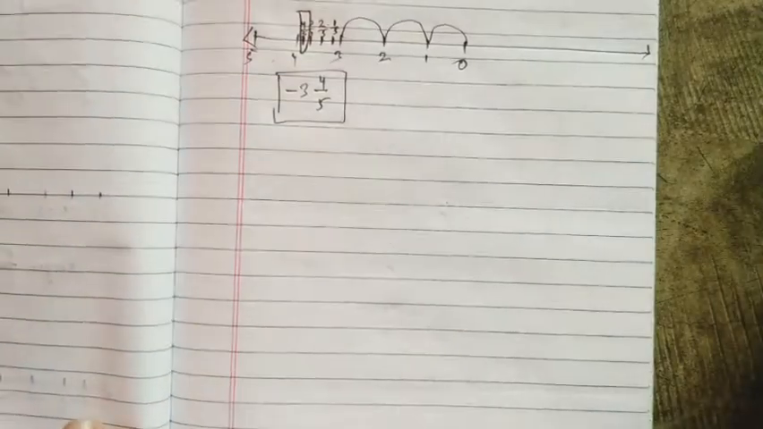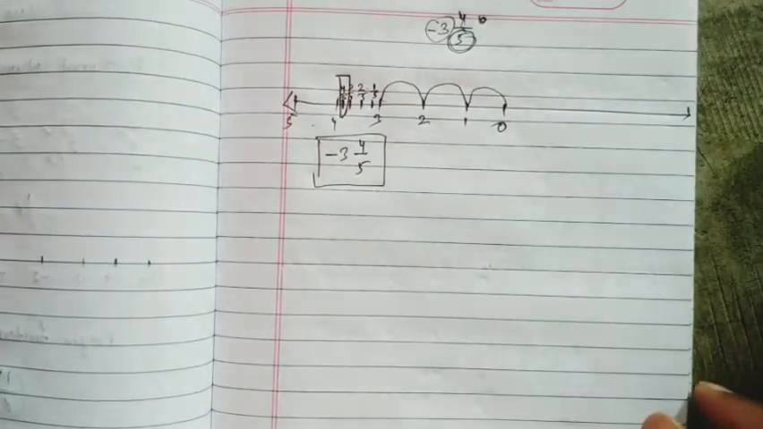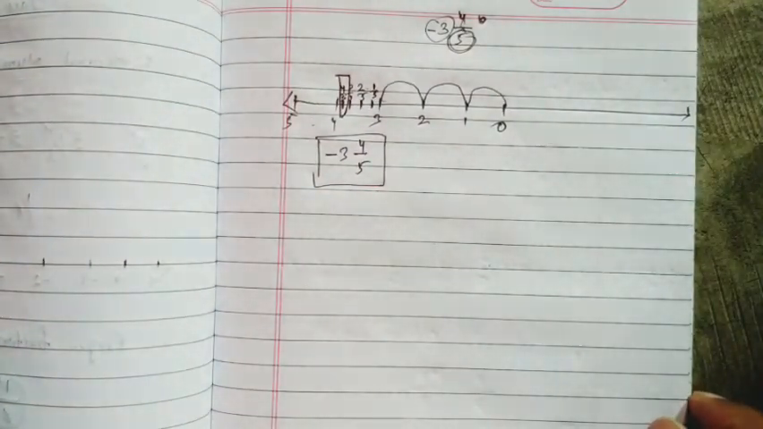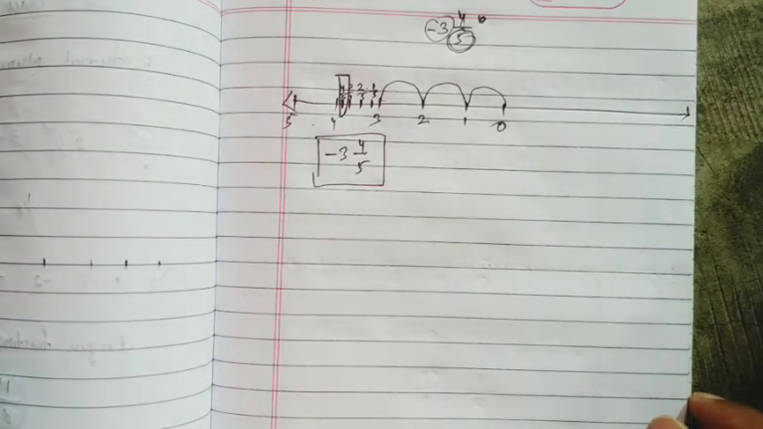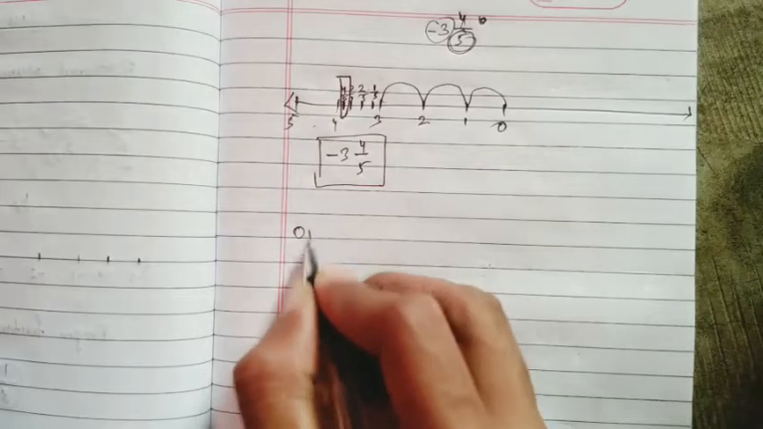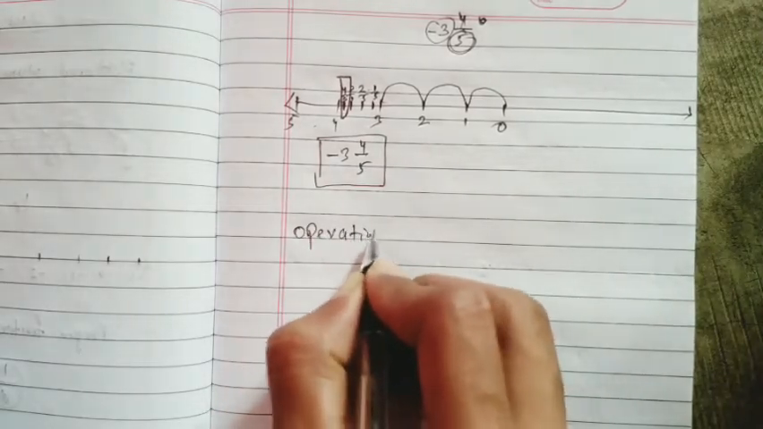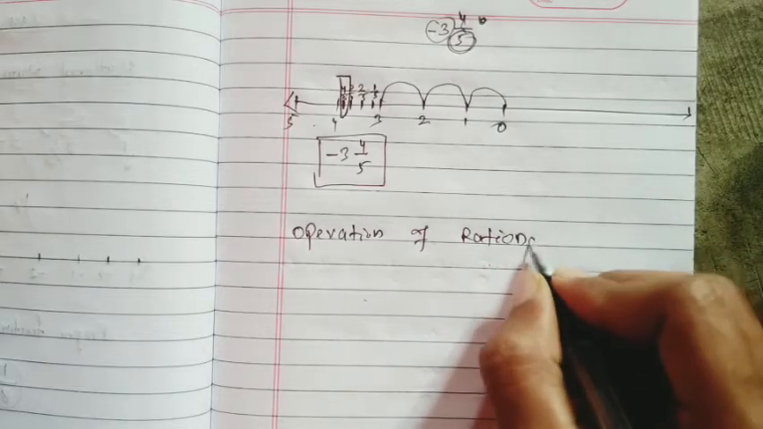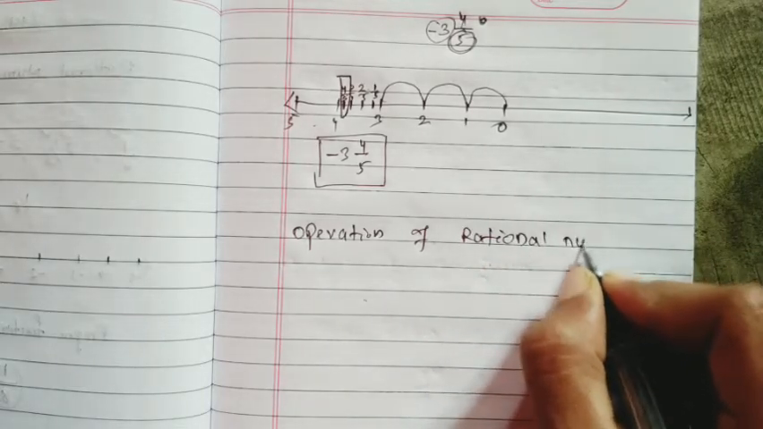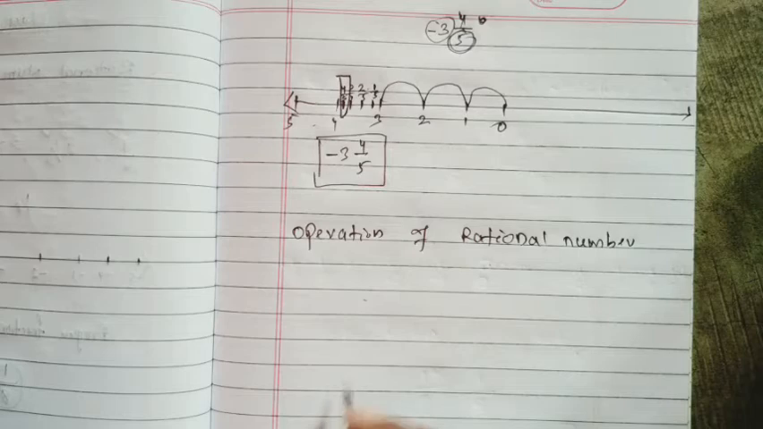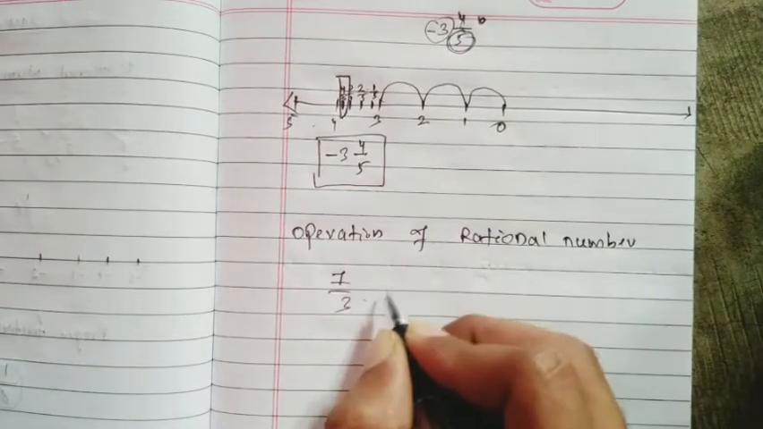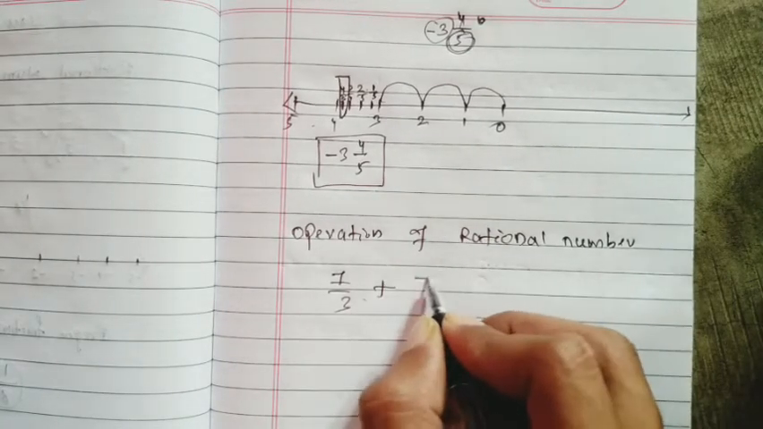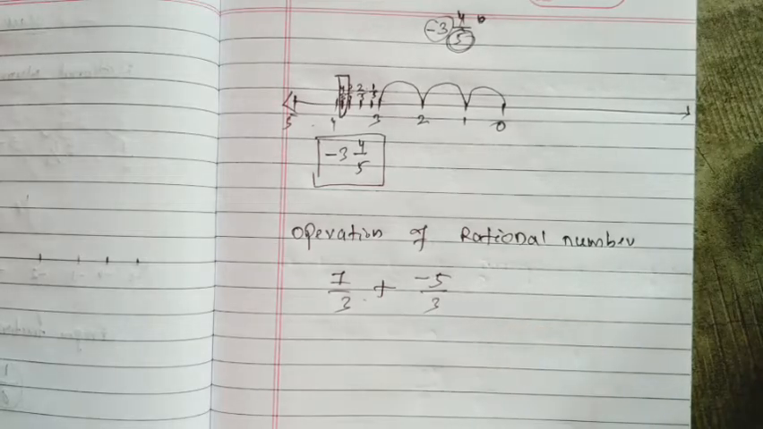Okay, now I will tell you how to add rational numbers, the addition operation with rational numbers. Operation of rational numbers. Suppose 7 by 3 plus minus 5 by 3. We have to add this.